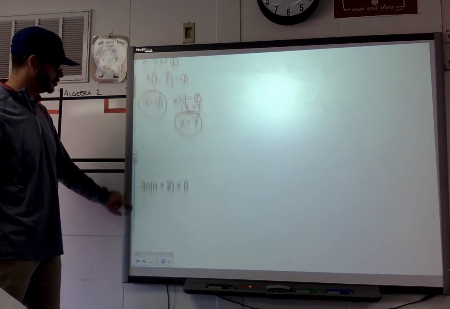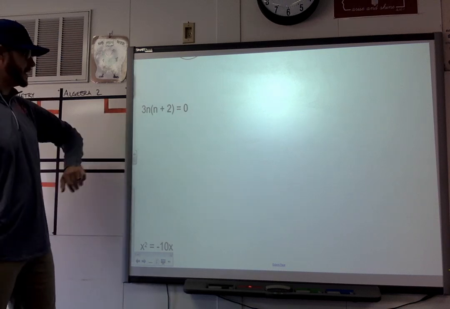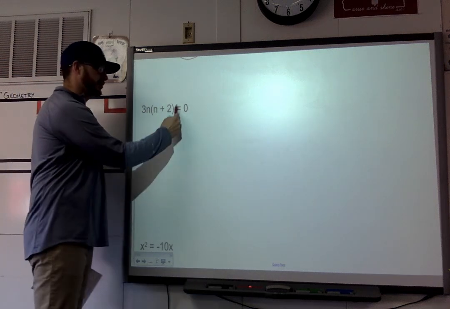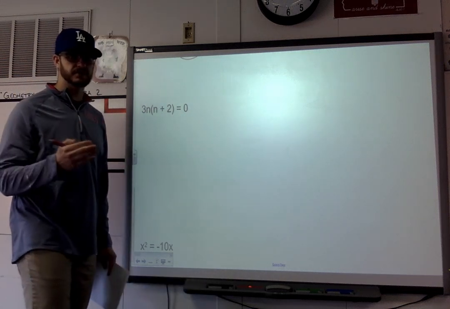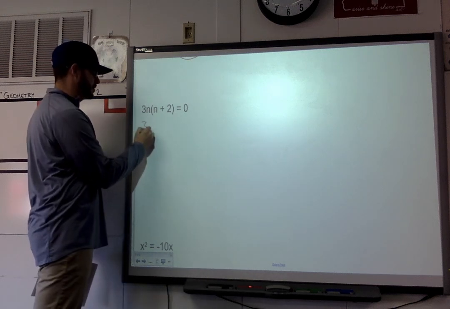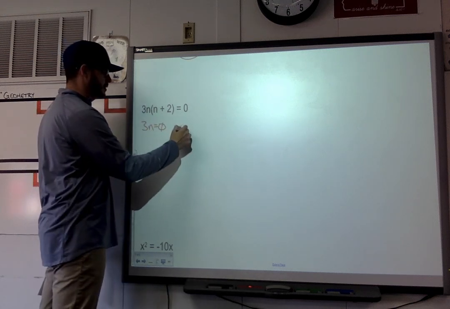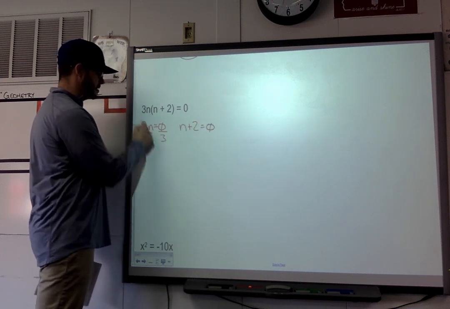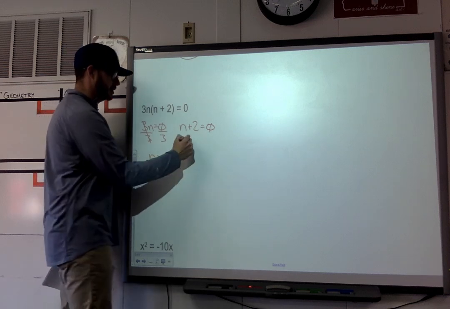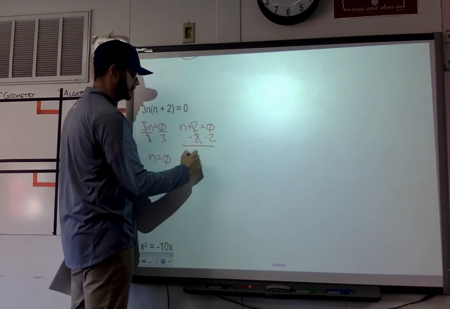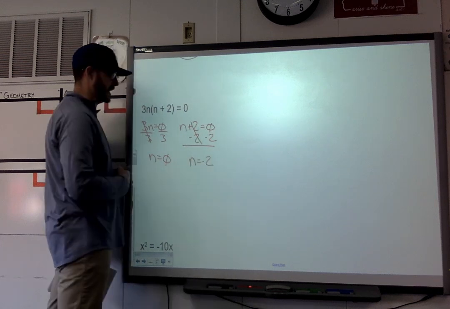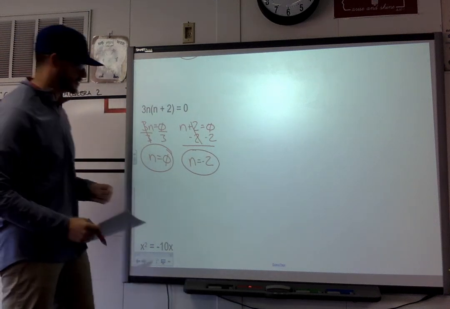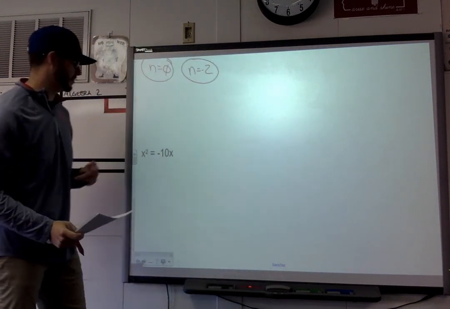I'm going to go ahead and walk through two more here real quick. 3n times n plus 2 is equal to 0. So again, it's already set equal to 0, so we can go straight from here to just setting each term equal to 0. Divide by 3 on this side. N equals 0. Subtract 2. We get n equals negative 2. Again, you can go back and check to make sure that works. This video is getting long though, so I want to hurry up and finish this up for you.